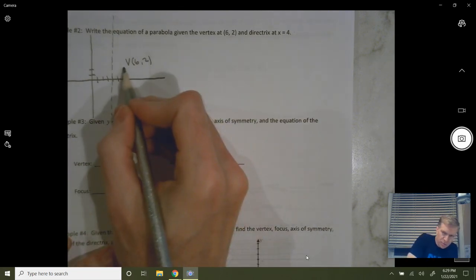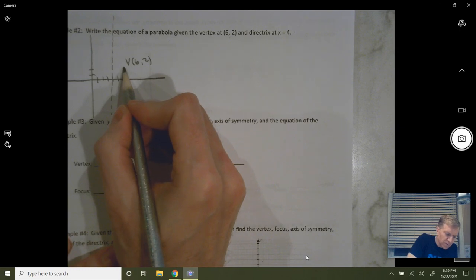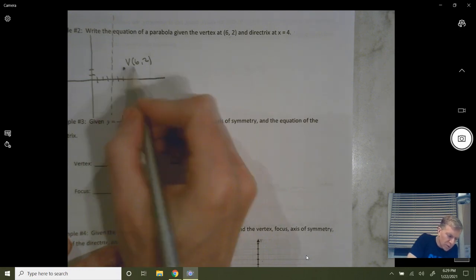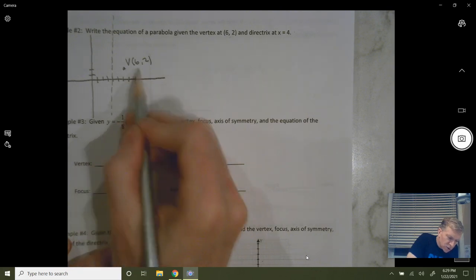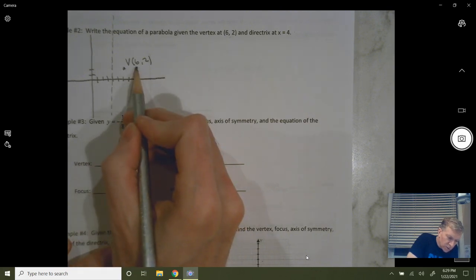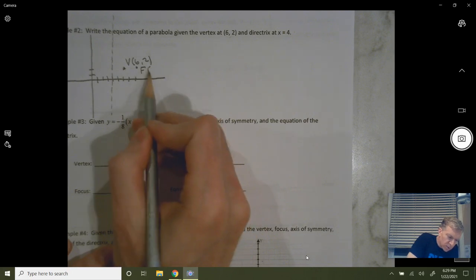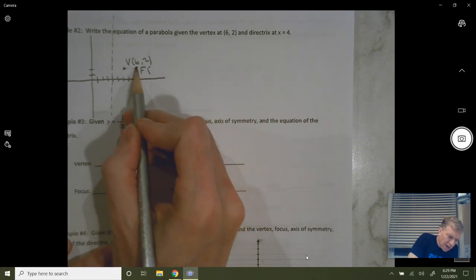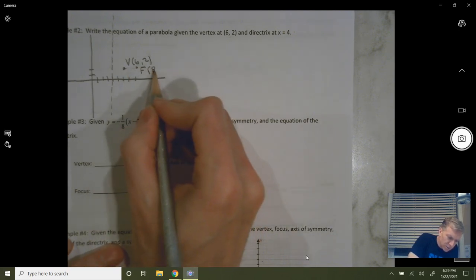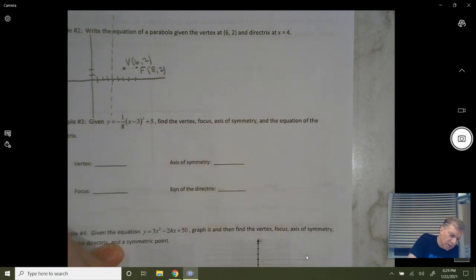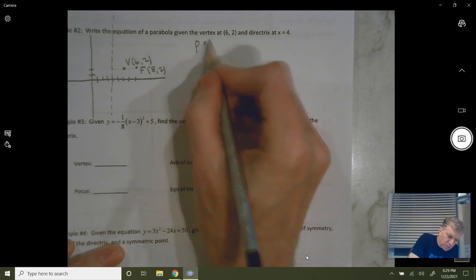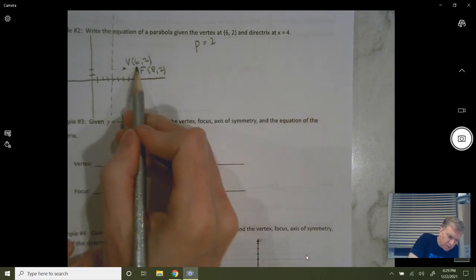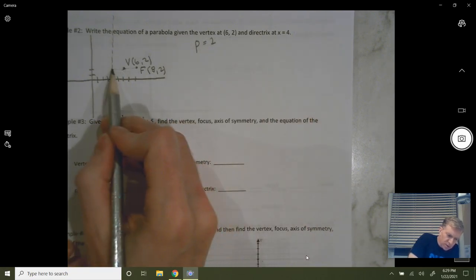Now the vertex is here. That's a point on your parabola, which has to be equidistant from this and the focus. So the focus has to be to the other side. It's going to be 2 over here. If we go 2 right from there, we're now at (8, 2). Okay, so we know that p is equal to 2. P is the distance from vertex to focus and vertex to directrix. So we know p is 2.